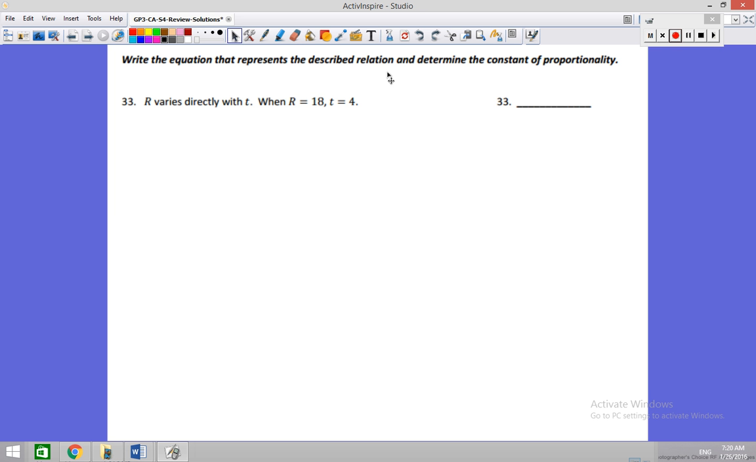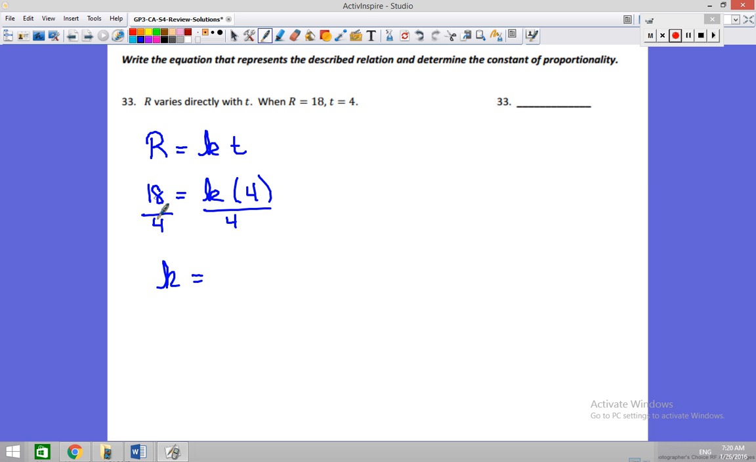Write the equation that represents the described relation and determine the constant of proportionality. So when we see that first sentence, that r varies directly with t, we think multiplication. K is our constant. So our first equation, r equals k times t. This next information is going to allow us to determine this constant. So when r is 18, t is 4. So to solve for k, let's divide both sides by 4.